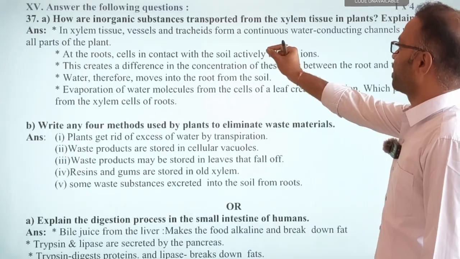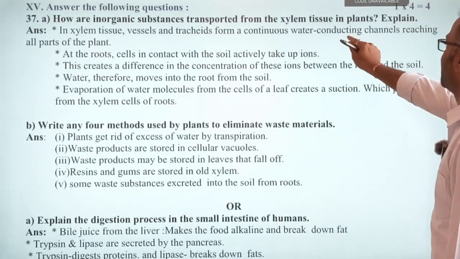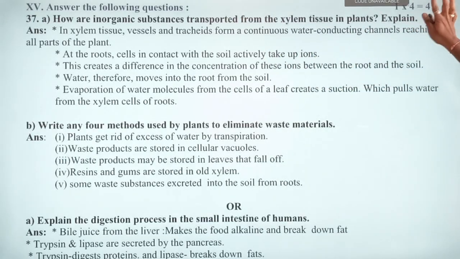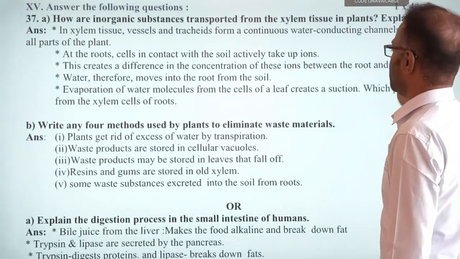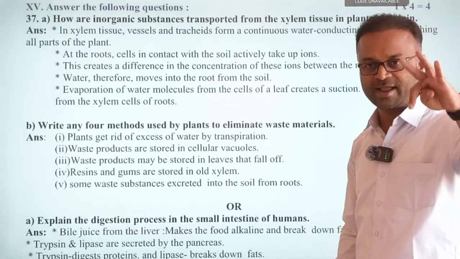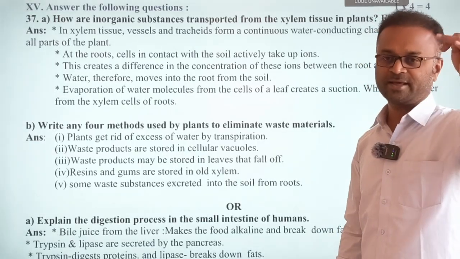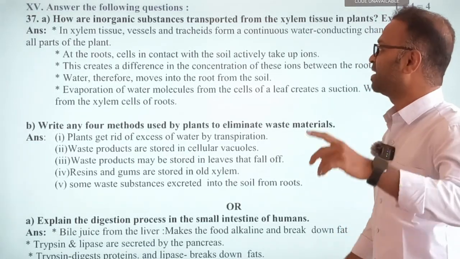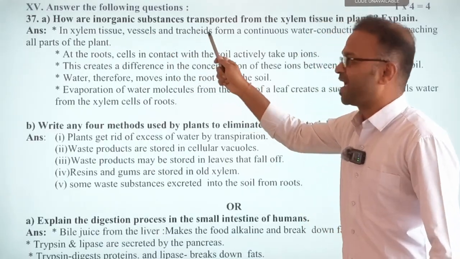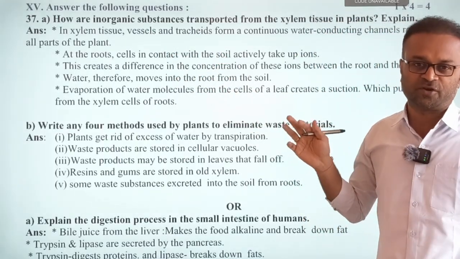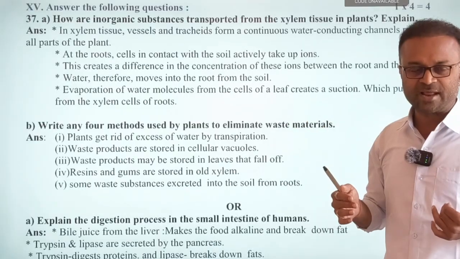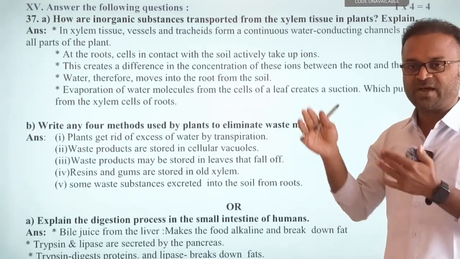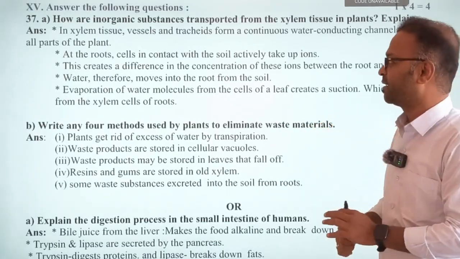How are inorganic substances transported in the xylem tissue in plants? Explain. In the xylem tissue, vessels and tracheids form a continuous water conductive chain. Xylem is made up of xylem vessels, tracheids, xylem fibers, etc. But out of that, xylem vessels and tracheids are responsible for the transportation of water and minerals. Xylem parenchyma is for storage of food. Xylem fiber is for mechanical support. Remember that.